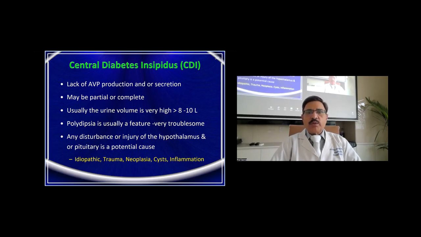Usually, the urine volume is around 8 liters or more, whereas in nephrogenic diabetes, it is around 4-5 liters. Polydipsia is always an accompanying feature, and the disturbance or injury to hypothalamus or pituitary is the potential cause: traumatic, neoplastic, inflammatory, cystic, idiopathic.